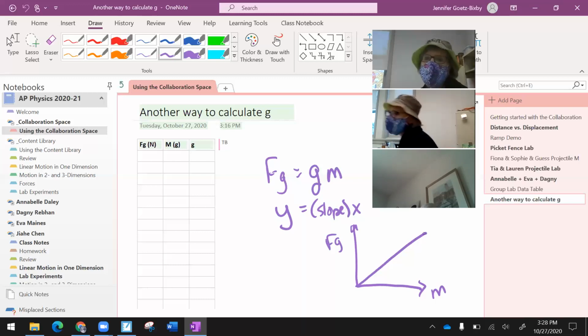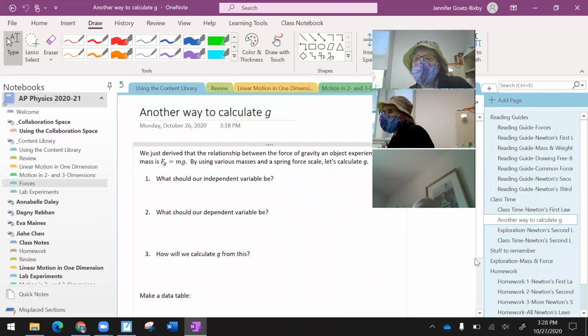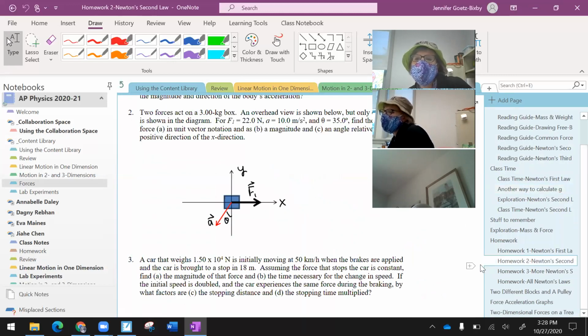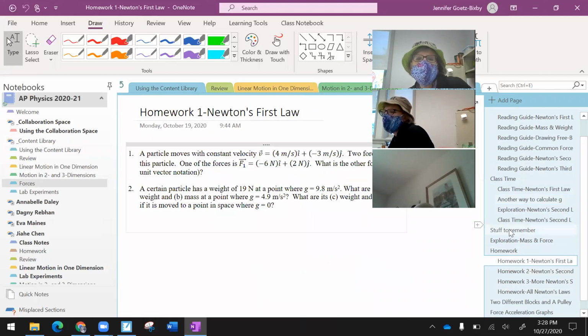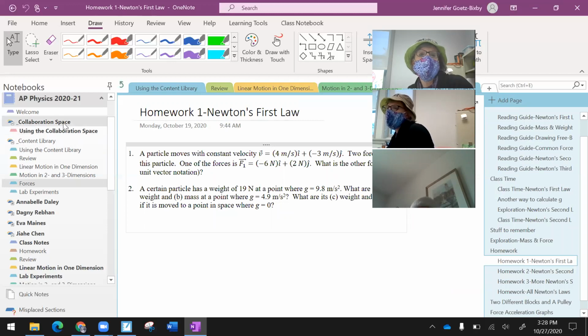Is homework 2 still due Friday? That's a really good question, Dagny. Let's see what homework 2 is. Oh no, because it's Newton's second law. So no. You should be able to do homework 1 still. That's due tomorrow. Yes, homework 1 is still due tomorrow. I'll adjust homework 2. Okay, I just want to make sure. Thank you. Sure.